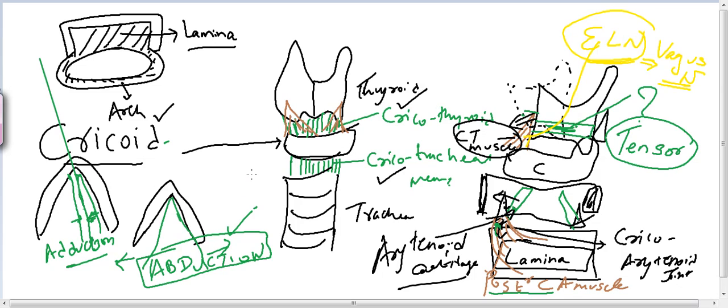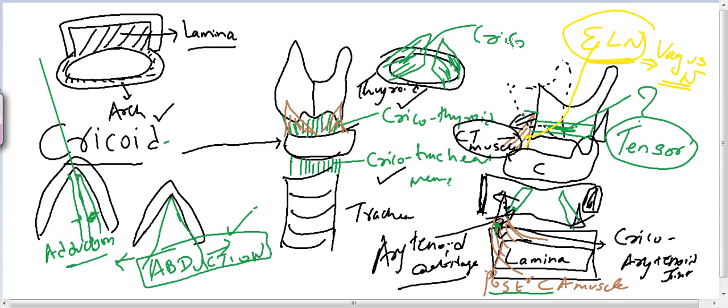Last but not the least, there is one membrane attached to the upper aspect of this cricoid cartilage going towards the vocal cords. This membrane is called as cricovocal membrane. It is a thickening of this membrane. I am showing you three-dimensional. This is a three-dimensional cricovocal membrane. The upper portion of this cricovocal membrane gets thickened to form the vocal ligament, which is present within the vocal cords. What is this membrane?